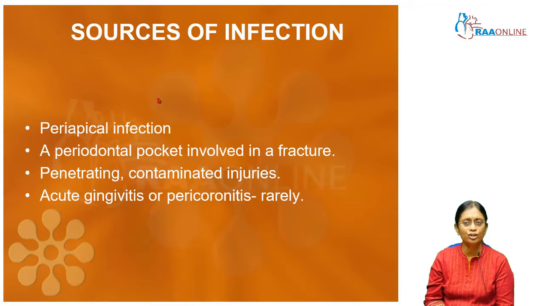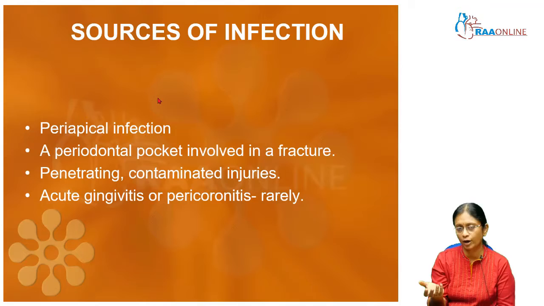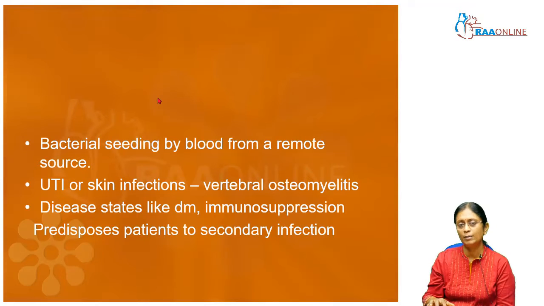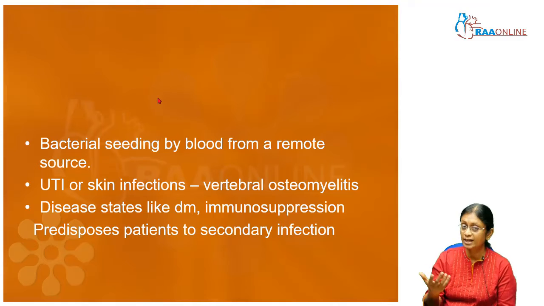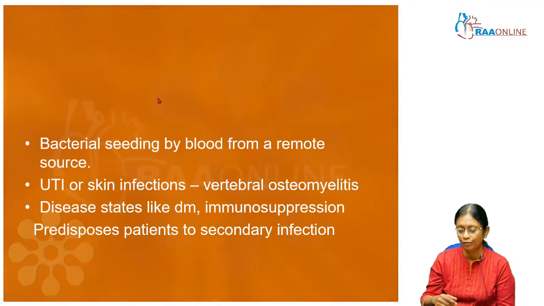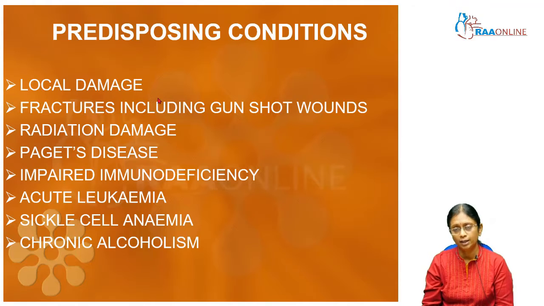The sources of infection can be the periapical region or the periodontal pocket, acute gingival infections, contaminated wounds, seeding through hematogenous spread, skin infections, foci can happen anywhere, and patients with uncontrolled diabetes or immunosuppression are all patients who are predisposed to osteomyelitis.